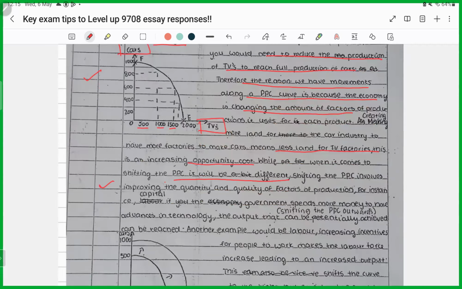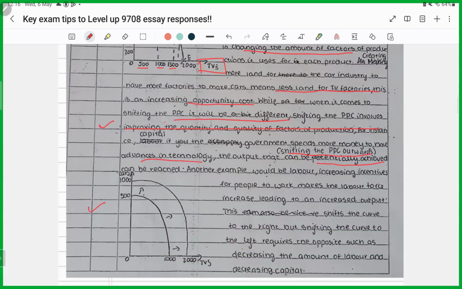And further, the candidate says that moving on to another PPC, or a shift of the PPC, means there's an improvement in the quantity or the quality of the factors of production. This means, for instance, for capital, the government spends more money to have advances in technology. The output can potentially be increased, shifting the PPC outwards. The candidate has shown this graphically as well, showing that more of both goods are being produced, more cars and more TVs. So this shifts the curve to the right. Shifting the curve to the left requires the opposite, such as decreasing the amount of labor and decreasing capital.